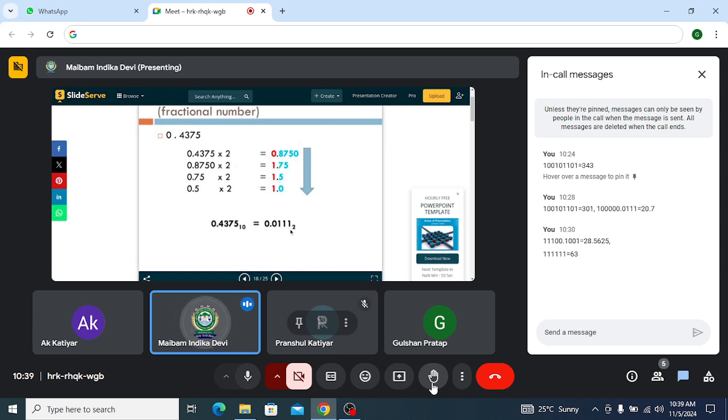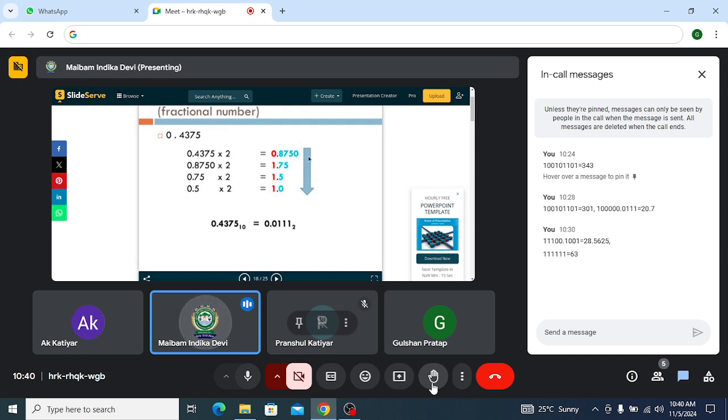In exam, normally if the base is not written, by convention it is taken that the number is a decimal number. If it is written, then well understood. If it is not given, then you should take it as a decimal number. Now, 0.4375 into 2, you get the result as 0.8750. You are going to take only the digit just before the point.